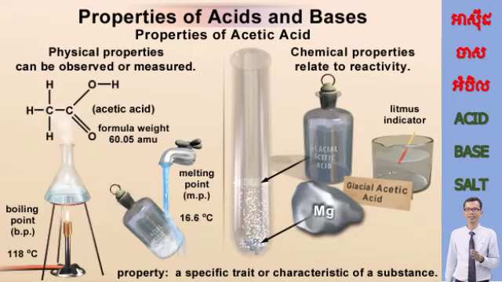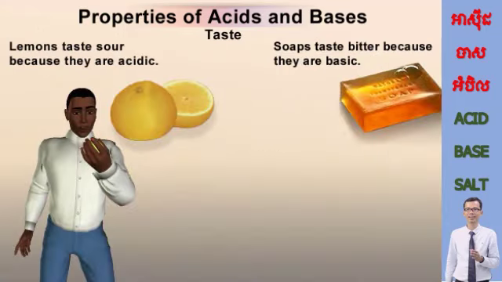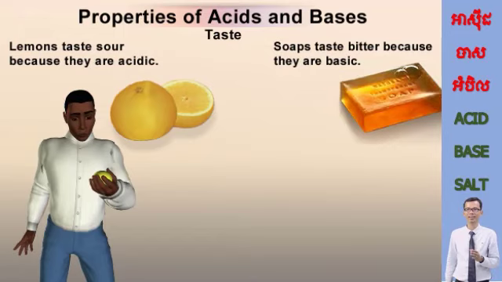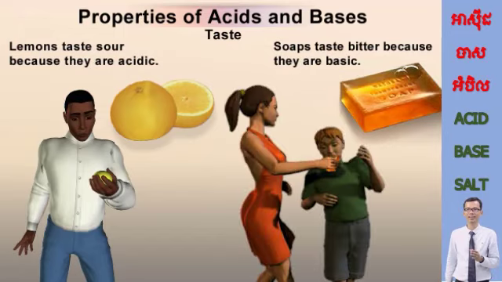A primitive method for identifying acids and bases is on the basis of taste. Acids, such as those found in lemon juice, taste sour, and alkalis, or bases, such as soap, taste bitter. However, you are strongly cautioned not to attempt this method of identification.